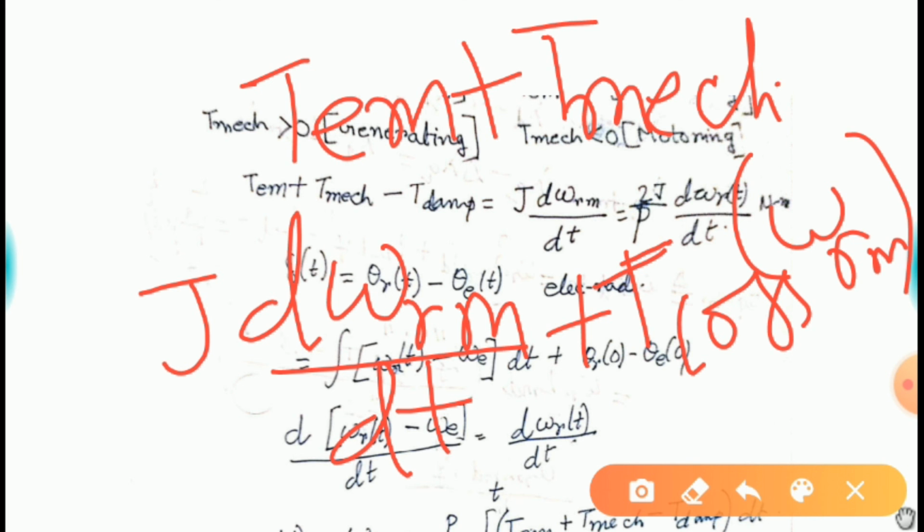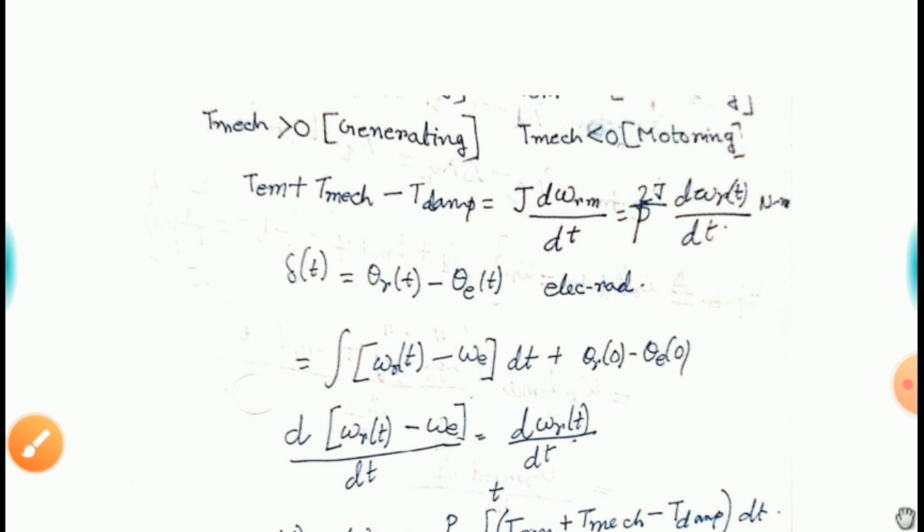So this gives us the dynamics of our synchronous machine. If the left side is greater than or less than 0, then the machine will deviate from its steady state and will undergo some kind of either acceleration or retardation. And this delta t, as we know, is the power angle, right?